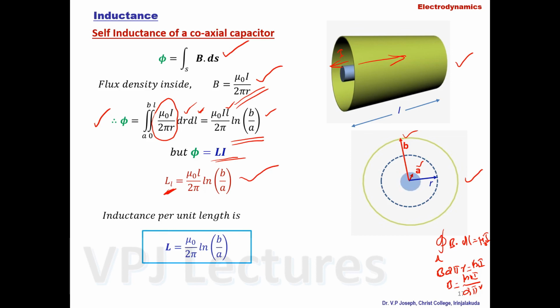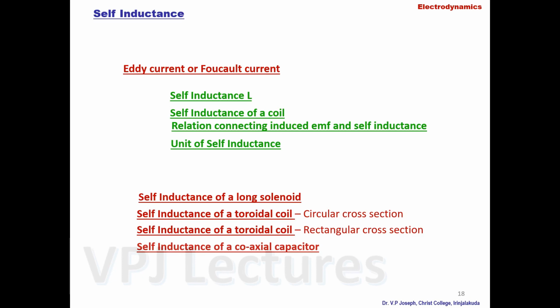Now assuming that we are only taking 1 meter length of the cable, simply divide this expression by L, or simply cancel this L. So the final expression, inductance per unit length, is given by L is equal to mu 0 by 2 pi log b by a, and this will be the final expression for the self-inductance of a coaxial cable or a cylindrical capacitor.